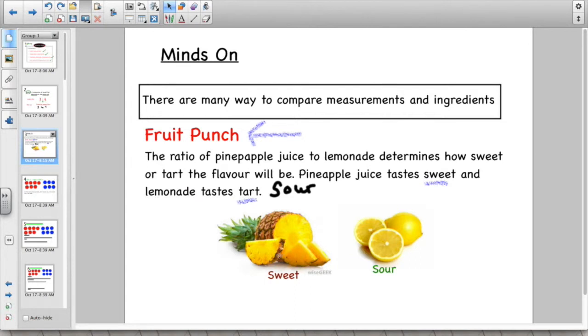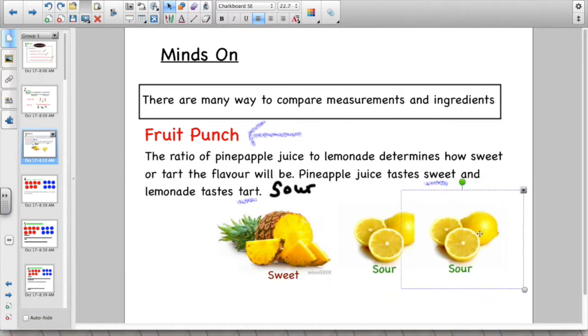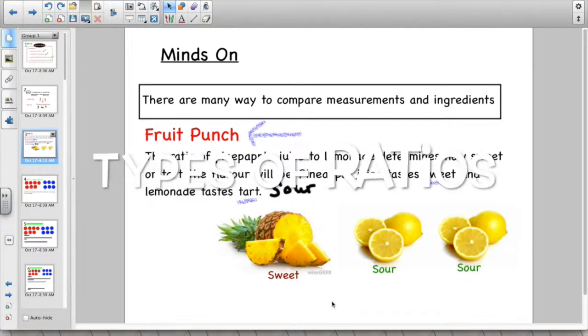Perhaps I wasn't really a big fan of something sweet, and I wanted something to taste a little more sour, a little more refreshing for a hot summer day. I might want to make it a little more sour. If I added more lemons, then you could see very visually that I would have more sour than sweet, and so my fruit punch would taste more sour than sweet. So that's a great way to think about ratios. Recipes are probably the most common example that we see every day, and I'll come back with a couple more examples.